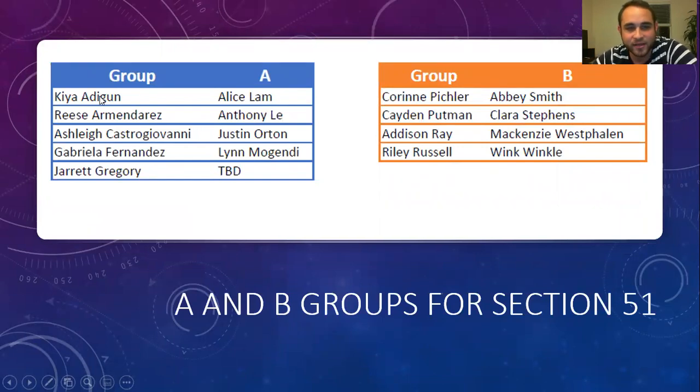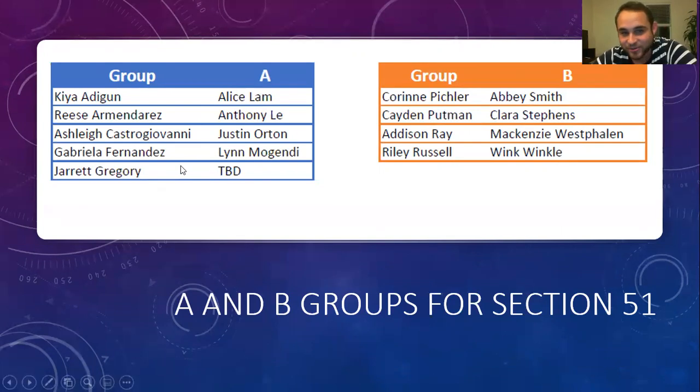In group A, you have Kia, Alice, Reese, Anthony, again, all those persons. And in group B, you have Corinne, Abby, Kaden, and the same thing applies. Kia is partnered with Alice, Reese is partnered with Anthony, Corinne is paired with Abby, Kaden is paired with Clara. Those are your partners for the rest of the semester, except here for my friend Jared.